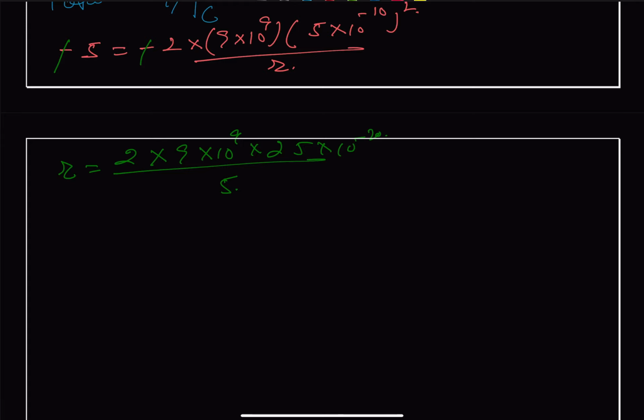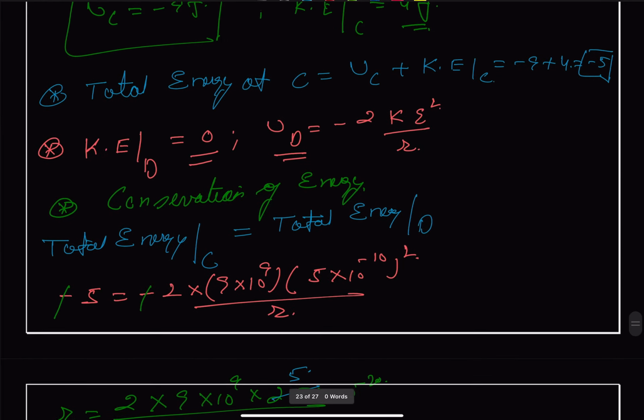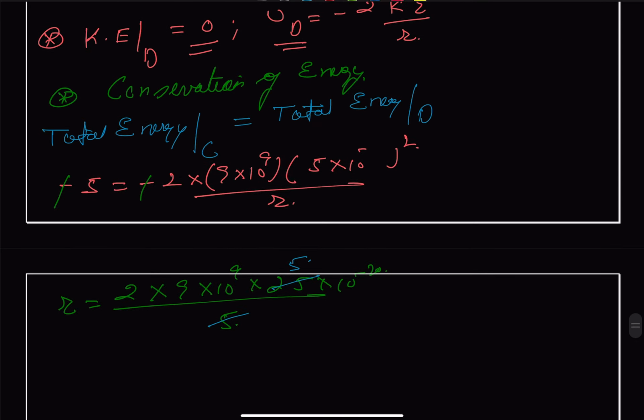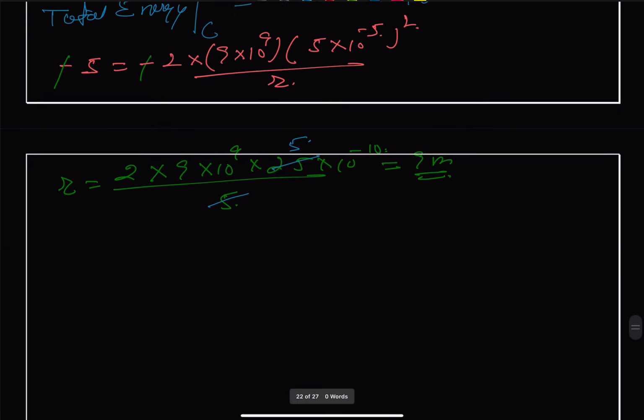And we can just sort it out, and this goes by 5. One second, oh sorry, here it is 5, not 10. So this comes as -10. So we get R will be equal to 9 meters, and we got R is equal to 9 meter.